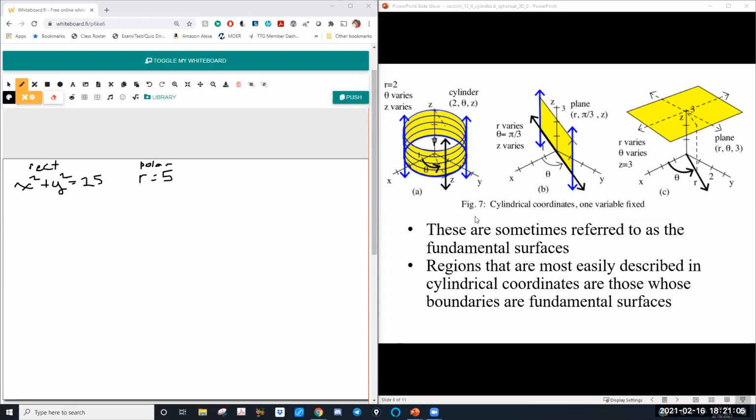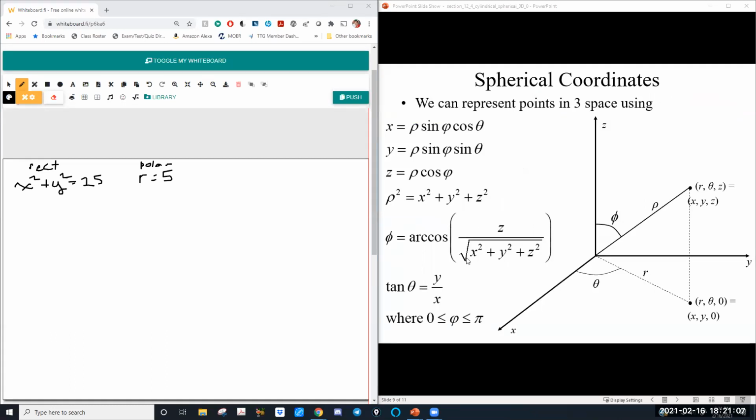All right, let's talk spherical. Spherical looks messy. I mean, you look at all these formulas that just came up. Guys, these are all just right angle trig. So what spherical does is it gives the distance from the origin, which is rho, this thing that kind of looks like a P, the Greek letter rho. The only difference between rho and r is r is stuck in the xy plane. Rho can go anywhere in 3 space.